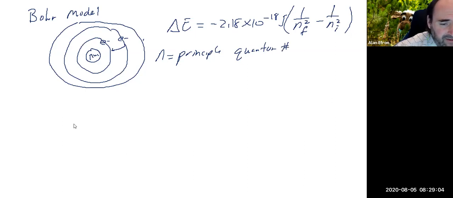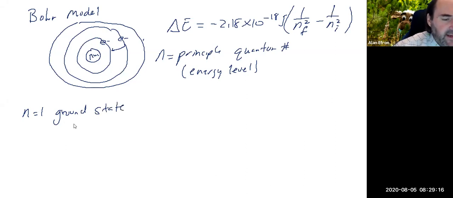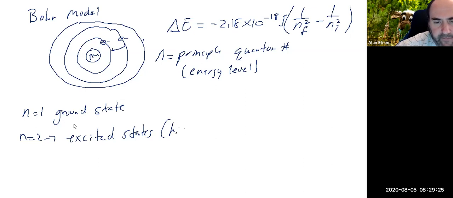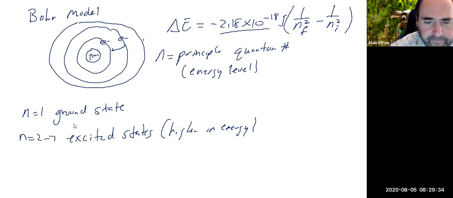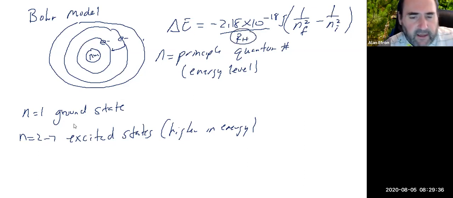These are really, as we've talked about, the energy level, right? And remember that n equals 1 is the ground state. That's the lowest in energy, closest to the nucleus. Anything above that, n equals 2 to 7, is what is sometimes referred to as excited states. And those are higher in energy. And this 2.18 times 10 to the minus 18 is a constant. That's the Rydberg constant. And again, that's a constant value.